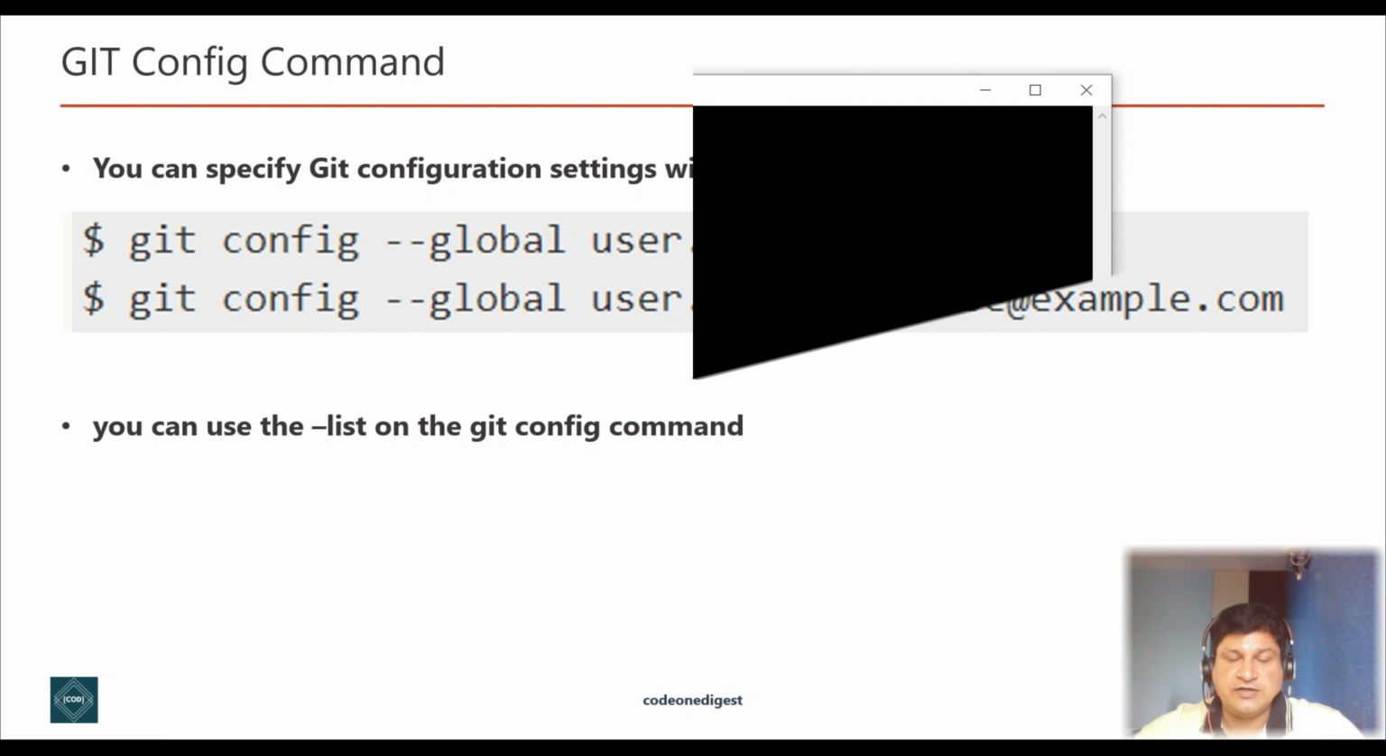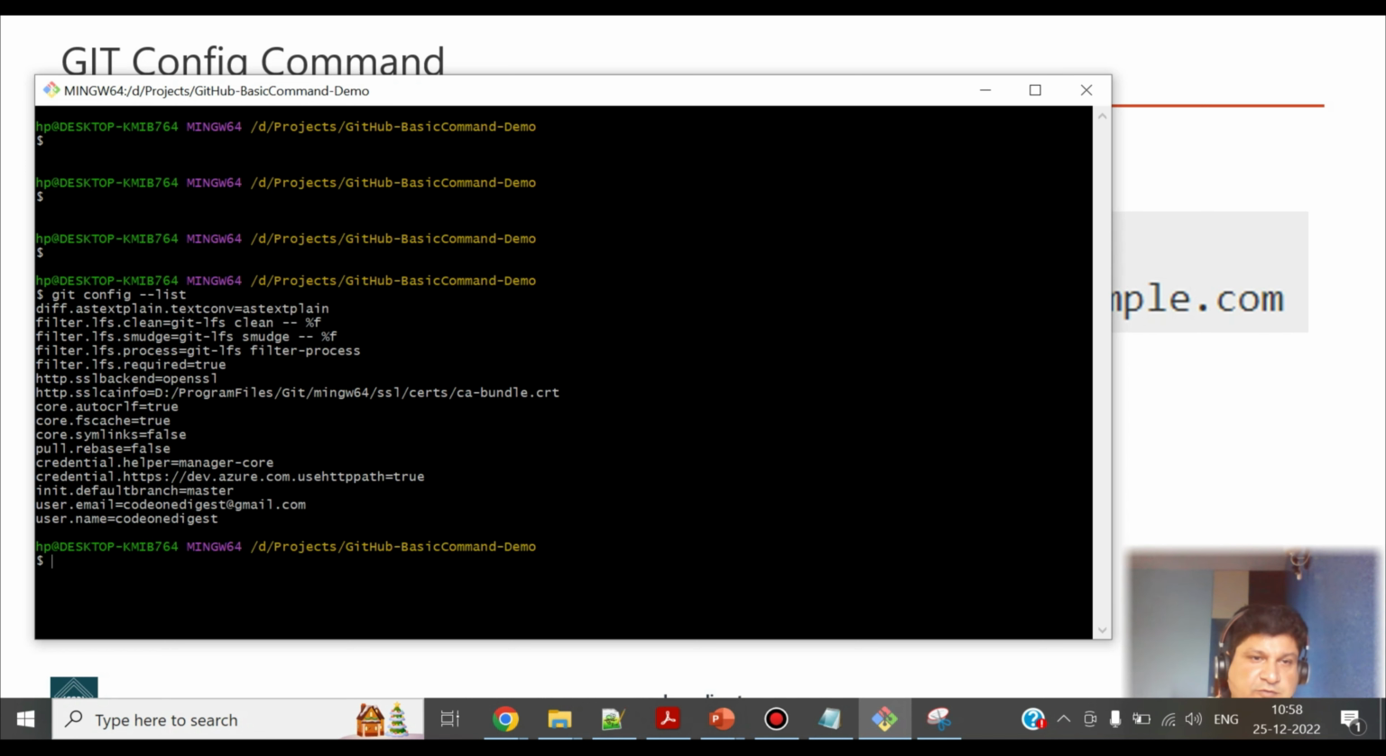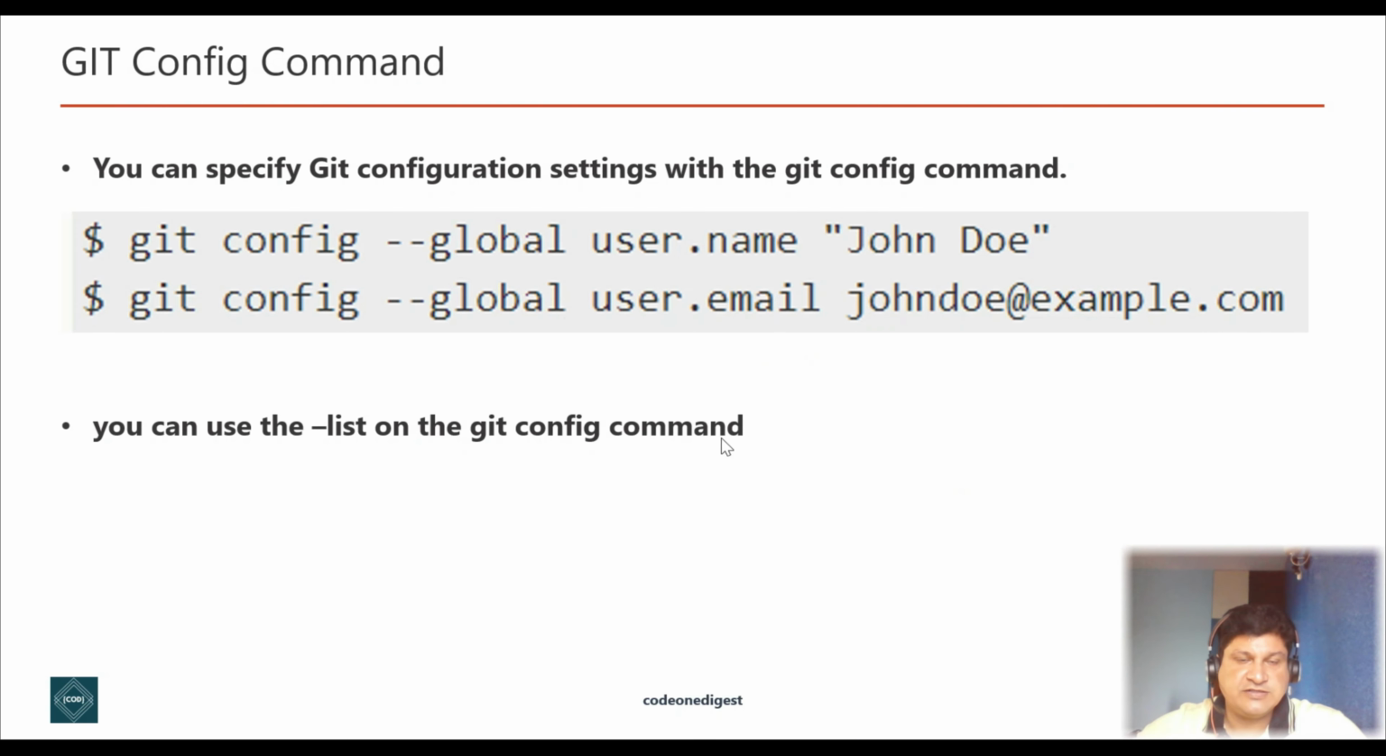Let me show you the demo now. git config --list. It will show all the details of your configuration. It will show my email address that I'm using to log in, what my username is, and so on. What is my default branch? So this git configuration is very useful to set up your configuration to avoid the Git client asking you for the credentials again and again. You can use this git config command to set that configuration once.